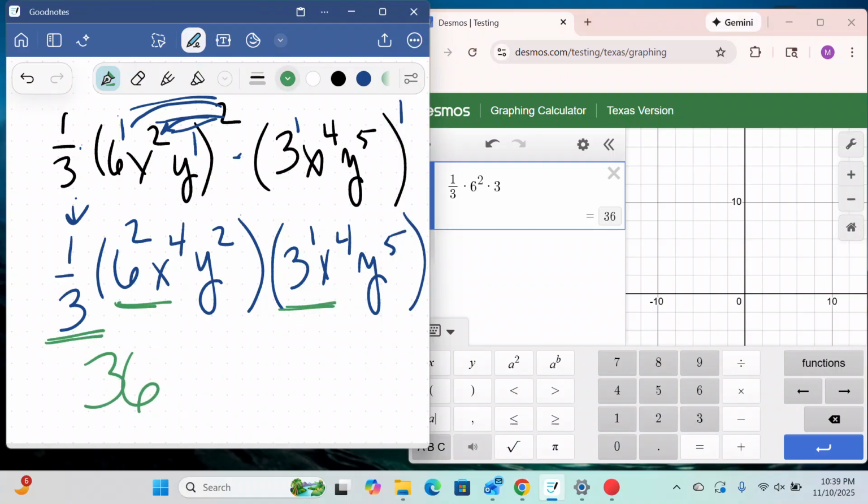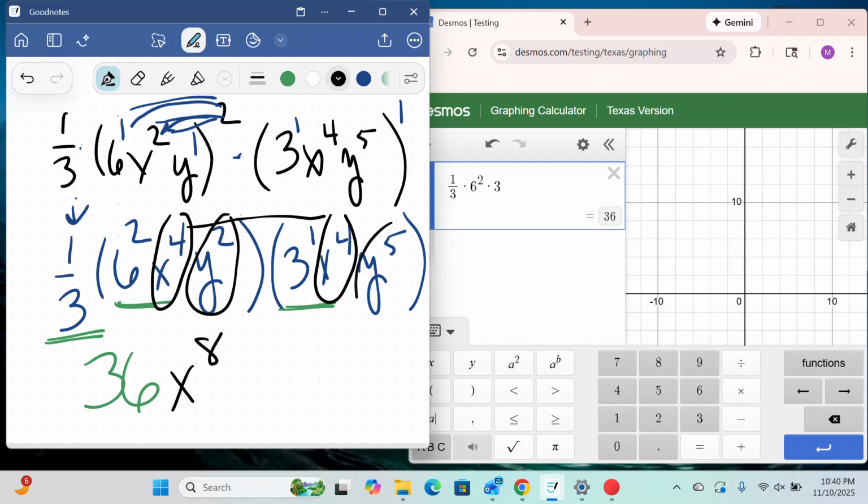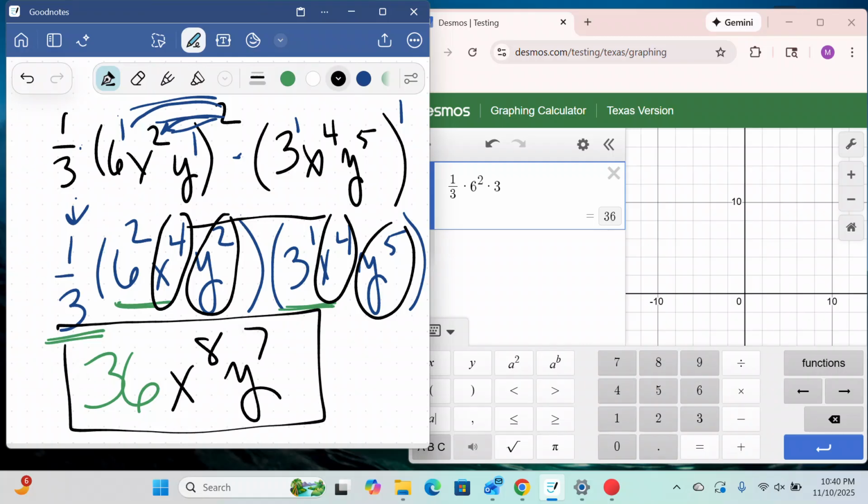this, and this. Next, I'm going to look at my x's. I have this one times this one. So then I'm going to keep my base, and I'm going to add my exponents because I am multiplying. So 4 plus 4 gives me 8. And then I have this one and this one. So I'm going to keep the base of y, and I'm going to add my exponents. 5 plus 2 is 7. So that is my final answer.